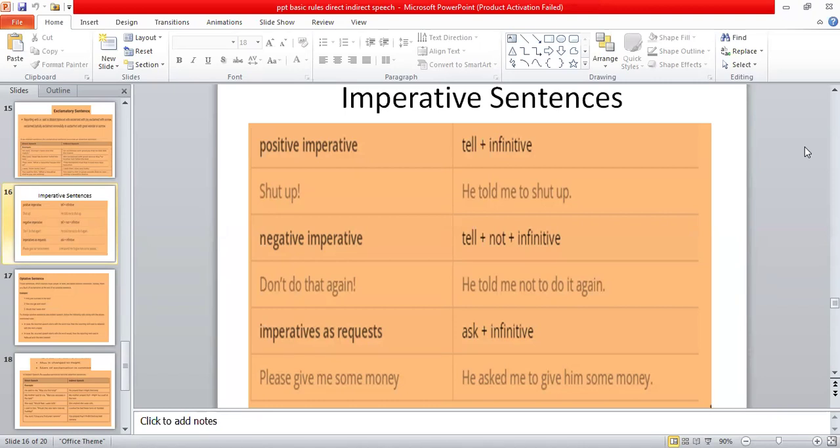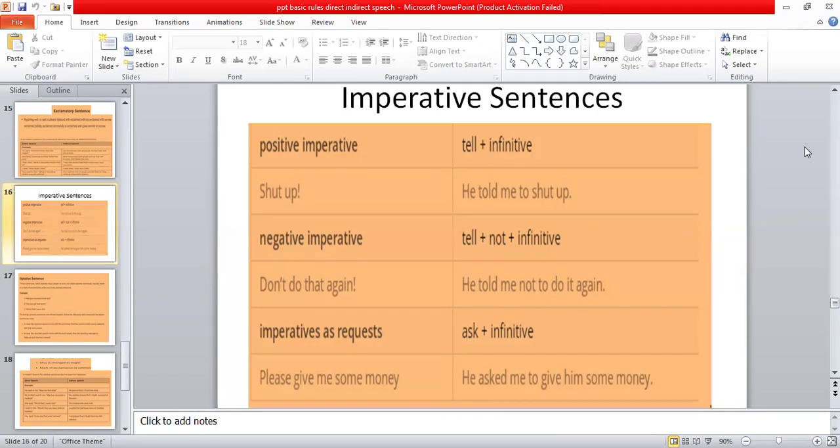So today we have to learn how to change the imperative sentences from direct to indirect speech. As you can see on your screen, positive imperative sentences are written on one side and we are supposed to change them from direct to indirect speech. First sentence is "Shut up." "He told me to shut up."